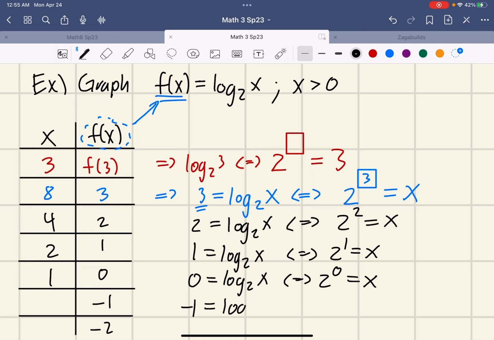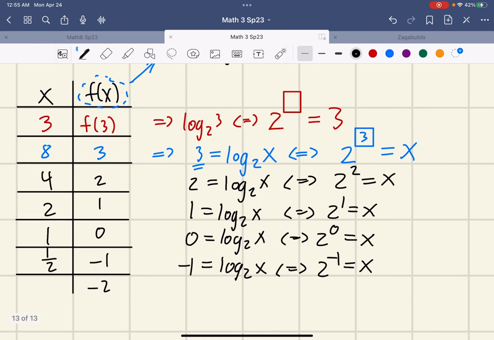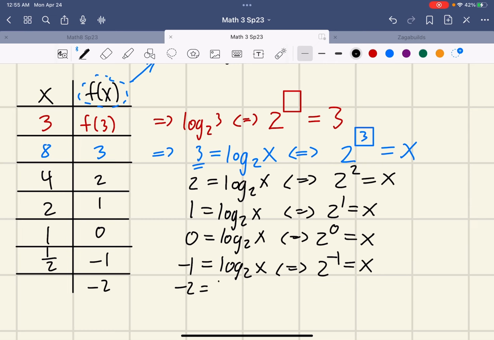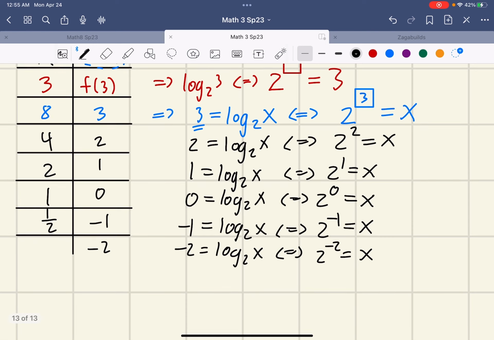-1 equals log base 2 of x. Logarithm is perfectly okay with y values being negative. This is just going to be 2 to the power -1 is equal to x, which then we use our rule of exponents to rewrite this as 1/2. And last but not least, -2 equals log base 2 of x. That's going to be the base of 2 to the power of -2 equals x, which I know I can rewrite a negative exponent as 1 over 2 squared, which is going to give me 1/4.